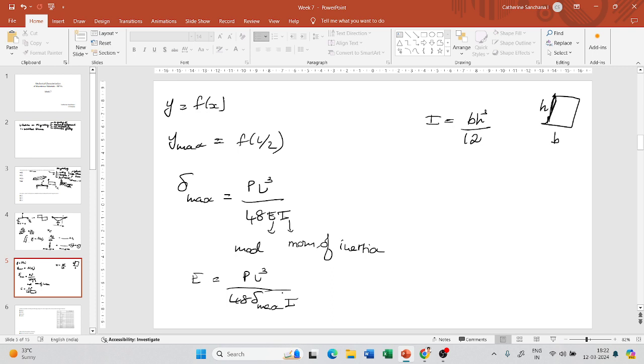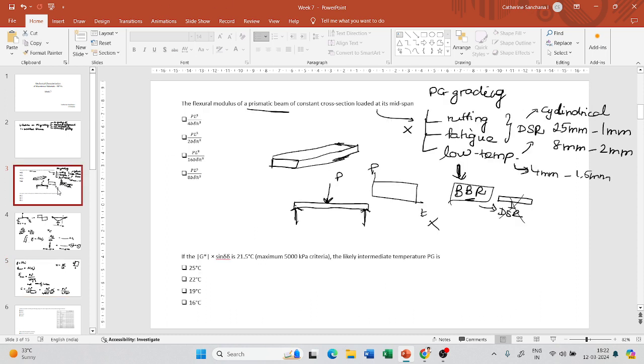Okay, so now when you substitute for the moment of inertia, you will get 48 delta B h cube into 12, which is nothing but PL cube by 4 delta B h cube. This is your equation for flexural modulus. So the answer is PL cube by 4B delta h cube.